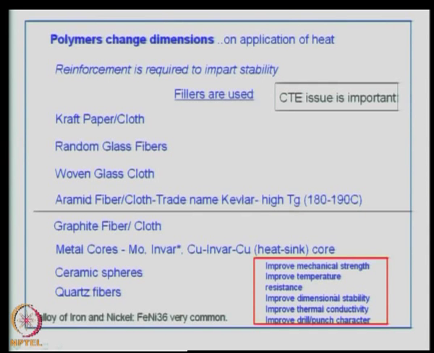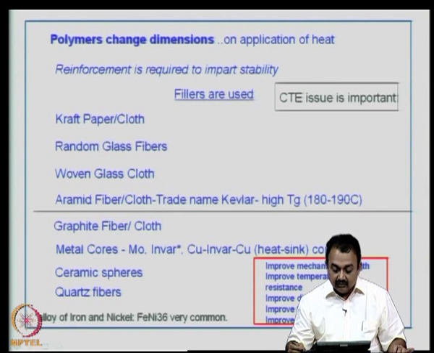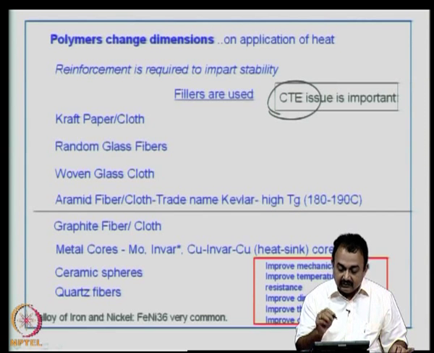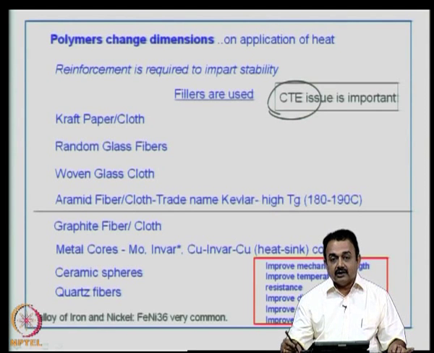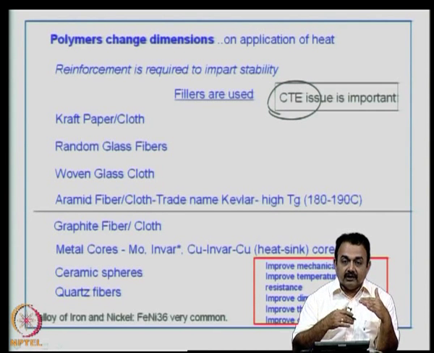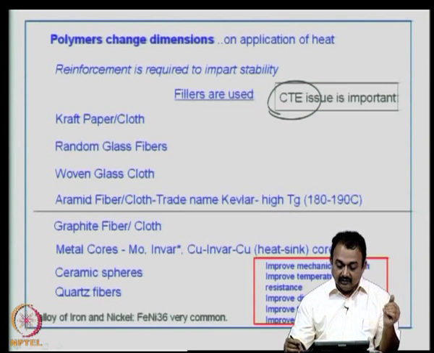Now, polymers change dimensions on application of heat. Reinforcement is required to impart stability to the system. That is the reason why we use fillers. So, when we modify the material with fillers, you are modifying the CTE, the coefficient of thermal expansion, which we have seen when we discussed the packages: how the CTE of a silicon die and the CTE of an organic substrate have a huge mismatch, and we try to build, for example, in a flip chip system, an underfill to reduce the CTE mismatch.